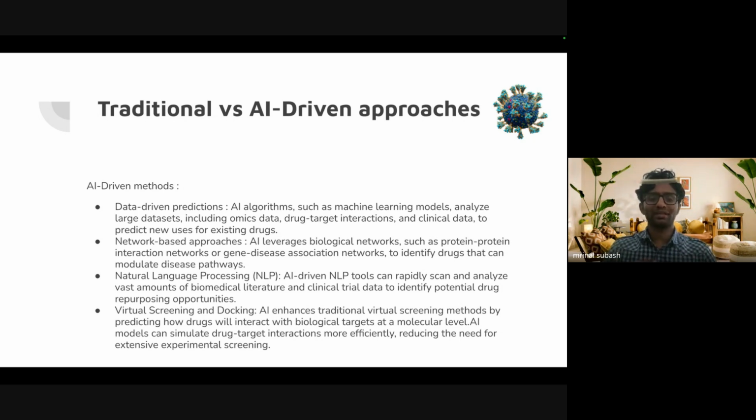So when we are creating such an ontology, we are able to simulate the correct drug-target interaction, thus reducing the need for extensive experimental screening, because we have gotten confidence from the AI through various prior docking and virtual screening to talk about how it interacts with biological targets, and how we can repurpose a certain drug.